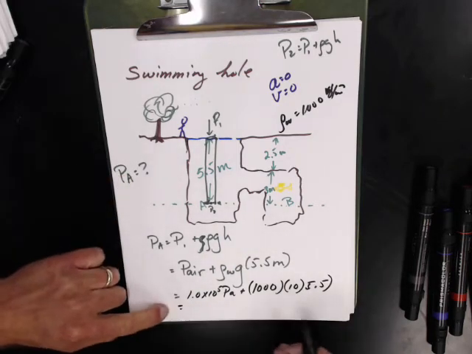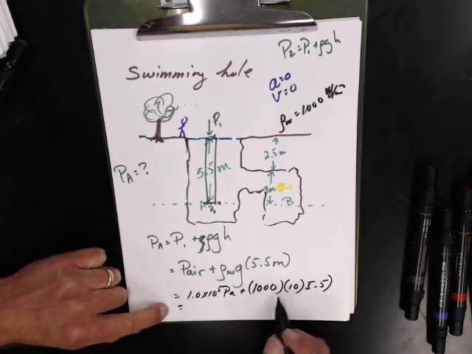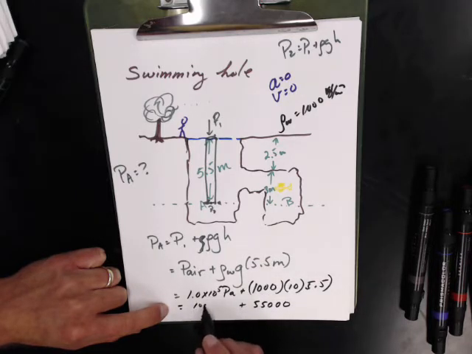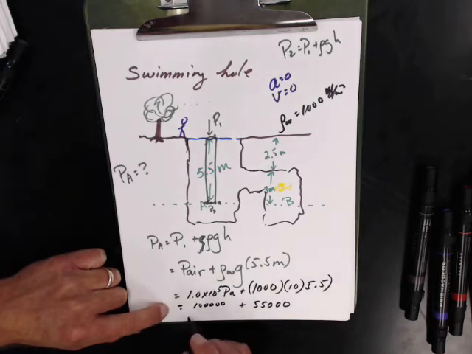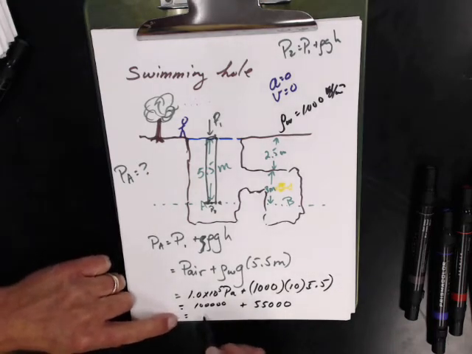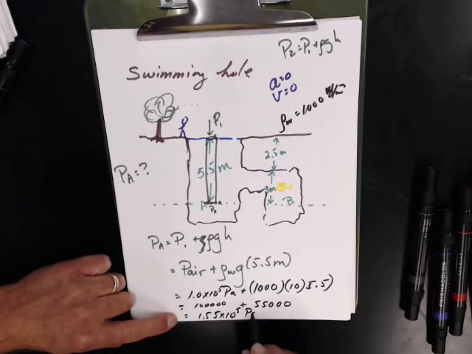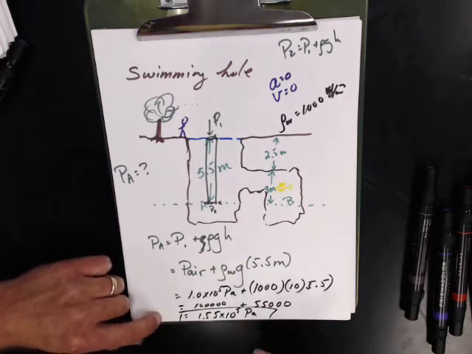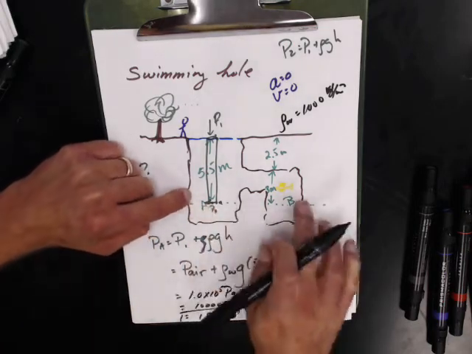Do all your math, and this turns into 1.55 times 10 to the 5th pascals. That's the pressure down here at A. What about the pressure at B?